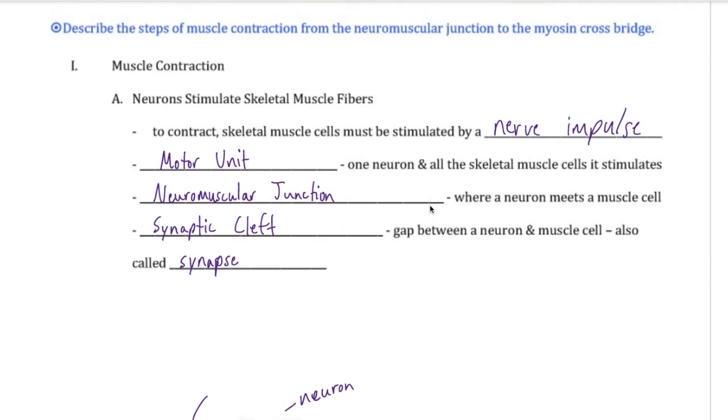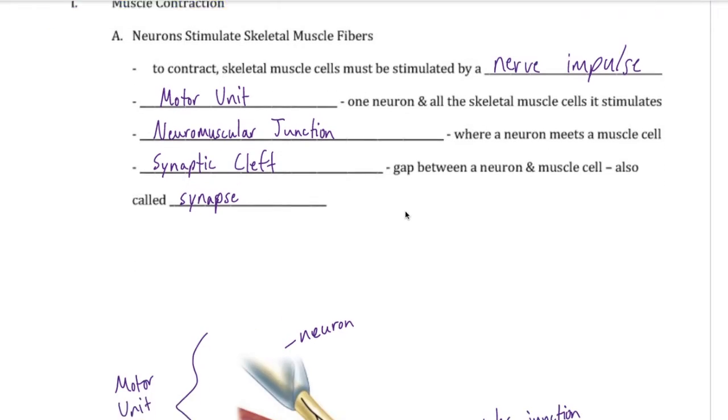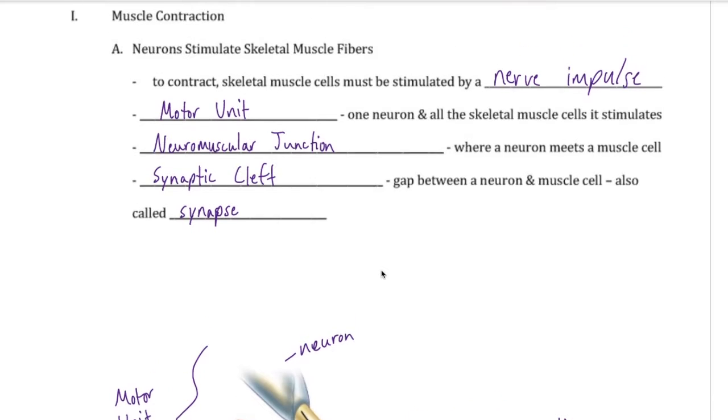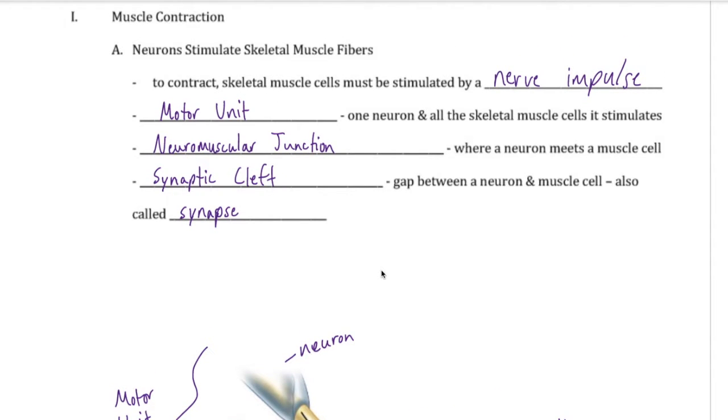So muscle contraction. Neurons stimulate skeletal muscle fibers. To contract, a skeletal muscle cell must be stimulated by a nerve impulse. We have a motor unit, or one neuron and all the skeletal muscle fibers that it stimulates. So basically, if I take this picture below here, this neuron and all the muscles that it stimulates would be a motor unit. And so, depending on what type of activity, you might recruit more motor units if it's a very heavy or strenuous exercise.